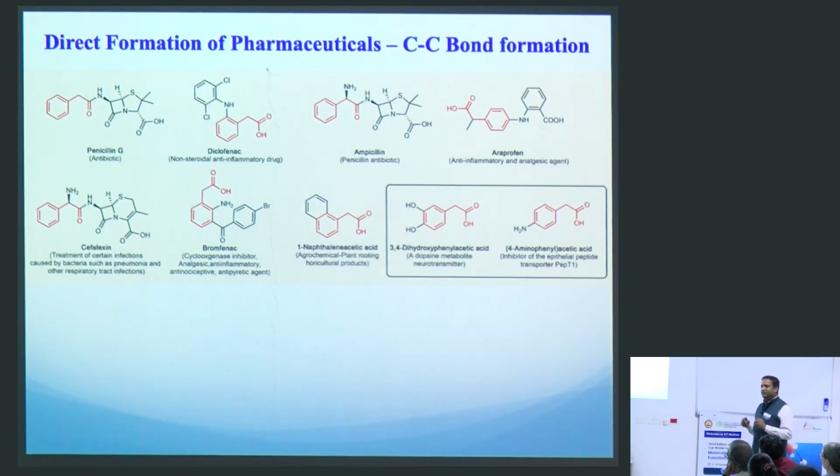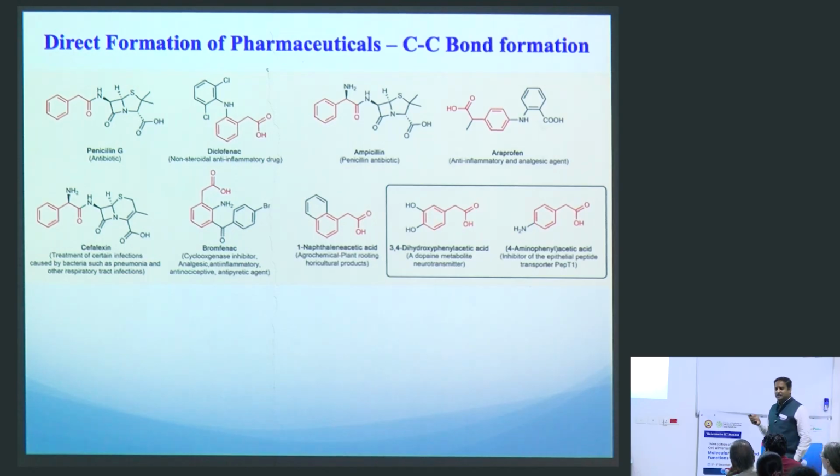Now I showed nitrogen-containing compounds. Here I showed one example using the microdroplet method. We are able to make phenylacetic acid. Phenylacetic acid is a very important core in various types of drug molecules. One of them is penicillin G, where if you look, this is a phenylacetic acid core, and ampicillin also has the phenylacetic acid core. Several herbicides also have the phenylacetic acid core. But if you look at the literature, there are challenges.